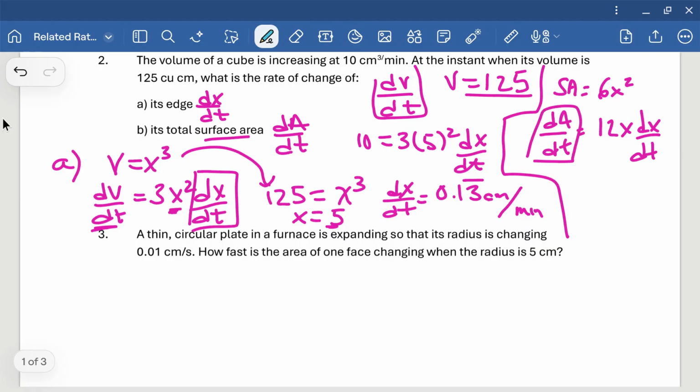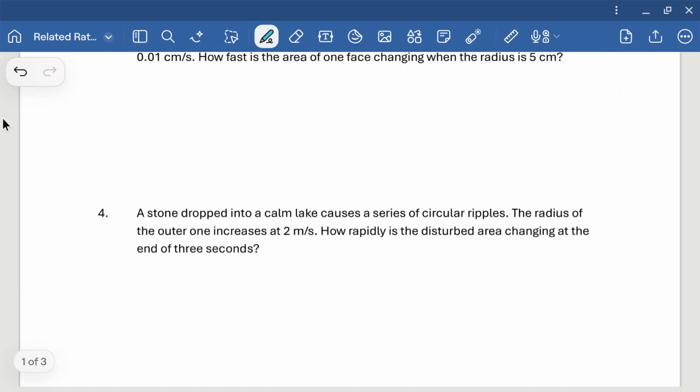We know that our first constant is 12. X, we solved that already, is going to be 5. And we actually also solved dx over dt. That's our answer from part A. So we're going to plug in those values, and we should see that our answer here is 7.98, and your units for area will be centimeters squared per minute. Okay, so those are some of our questions dealing with volume.